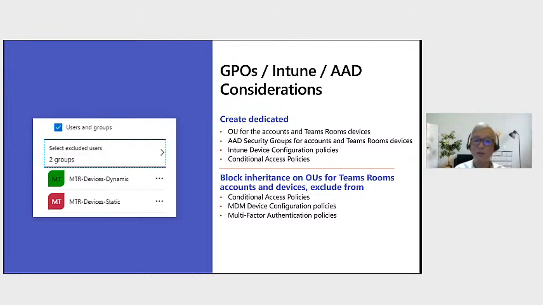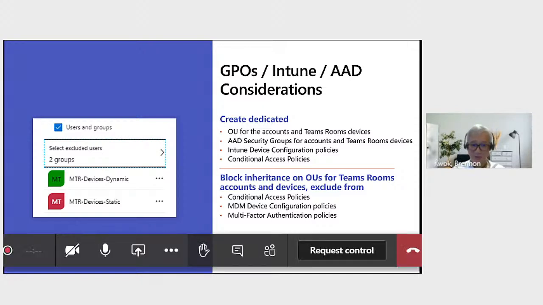Right, as you can see on the left, you've got 2 groups there, right? One is a dynamic group, which is in green, and one is a static group, which is in red. Personally, I think the best practice is to create a dynamic group so that you can easily try to manually add those devices into a static group. And then these groups will then allow you to block your inheritance on those OUs that are designed for these Teams Room accounts and devices.